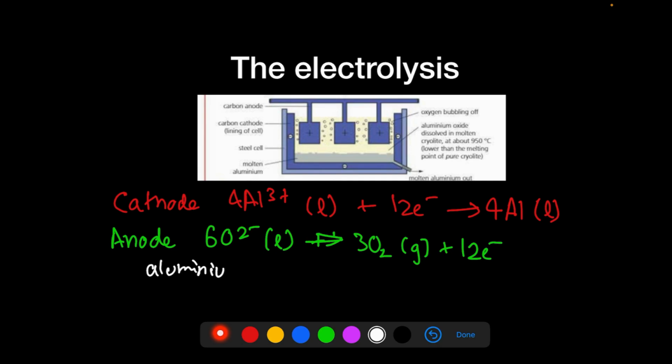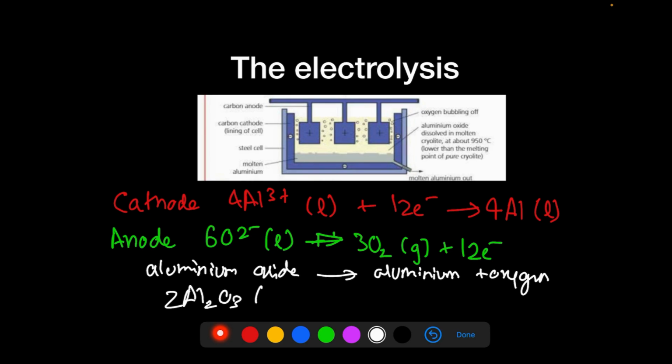And the overall reaction is aluminium oxide forms aluminium plus oxygen: 2Al2O3 giving us 4Al plus 3O2 gas. And also one more thing to mention is that aluminium, although it's highly reactive, does not really react with the atmosphere because it already has a layer of aluminium oxide formed over it.